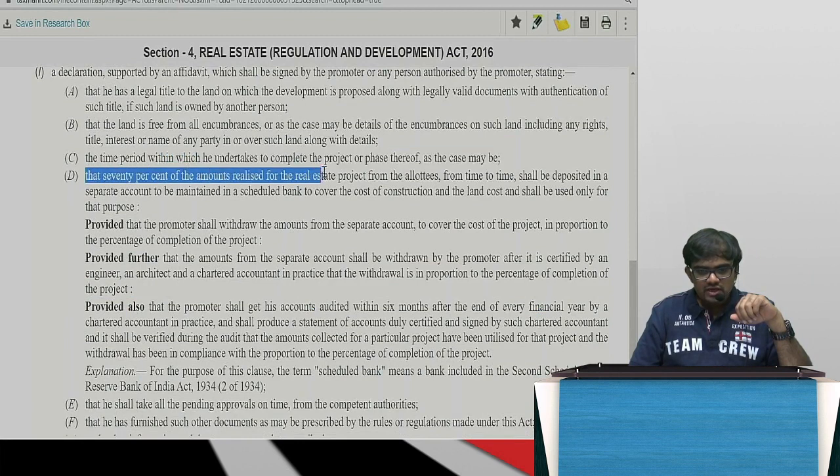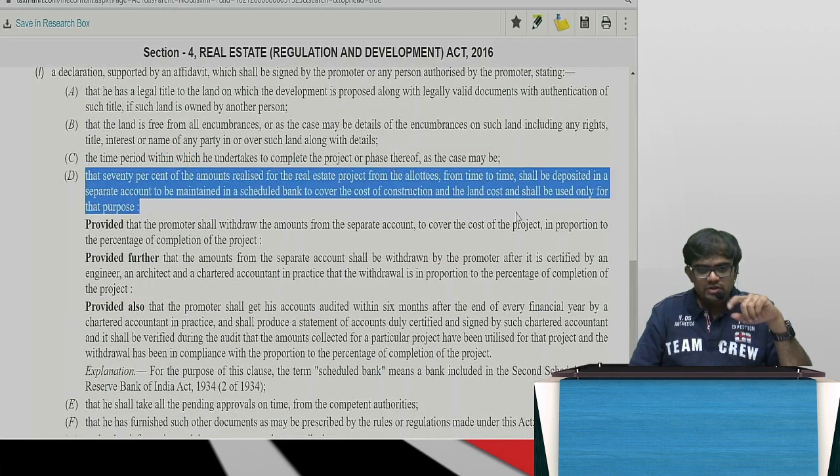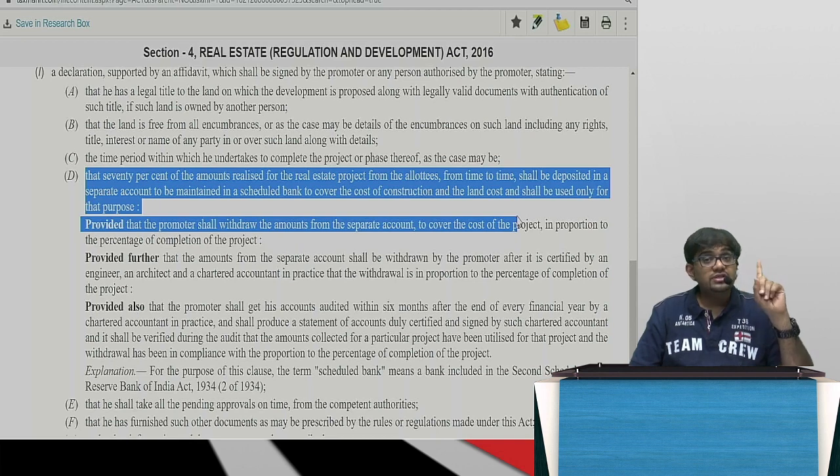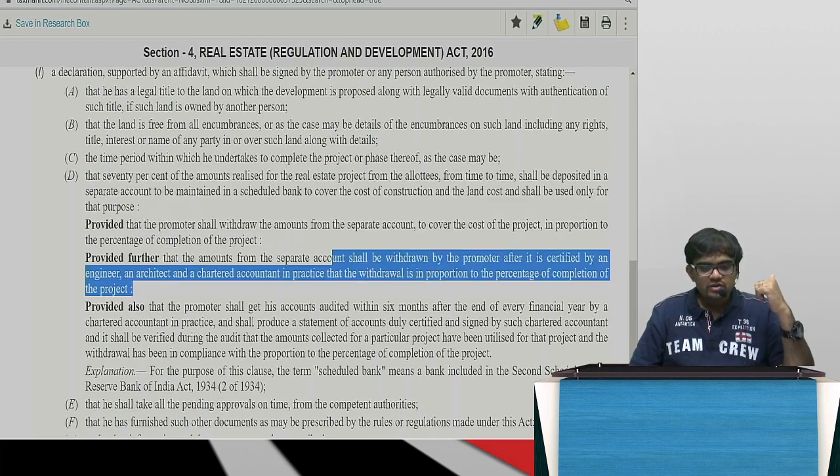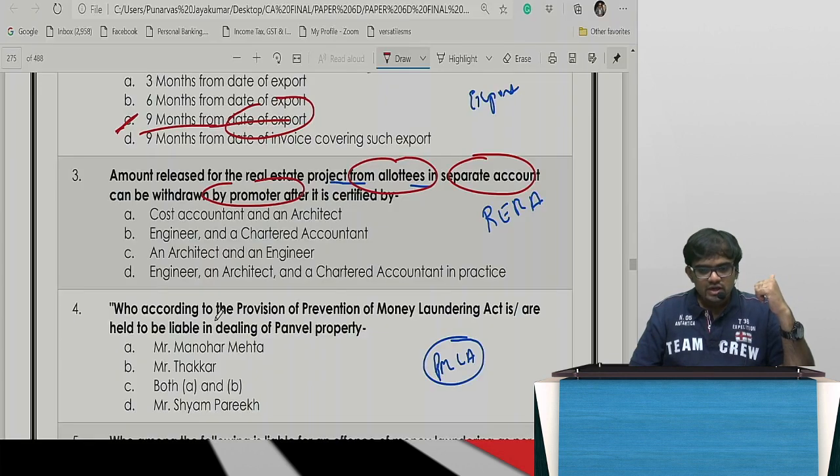See, 70% of the amounts realized for a real estate project from the allottee shall be deposited in a separate account, an escrow account it's called, 70%. In that you can withdraw after certification from all these people. So what is the answer? Engineer, architect, both, all. Option D is the answer.